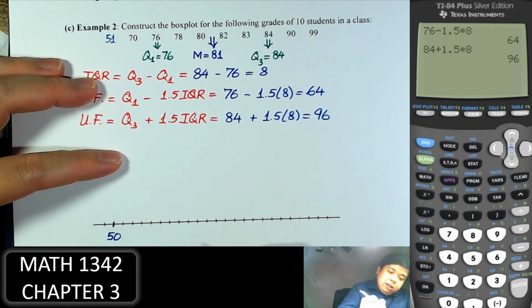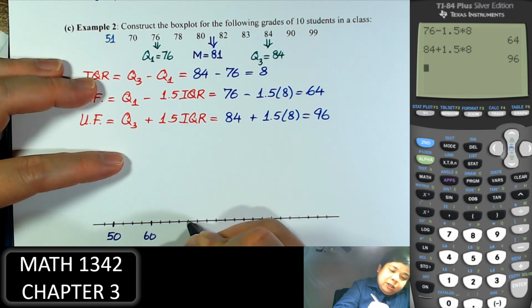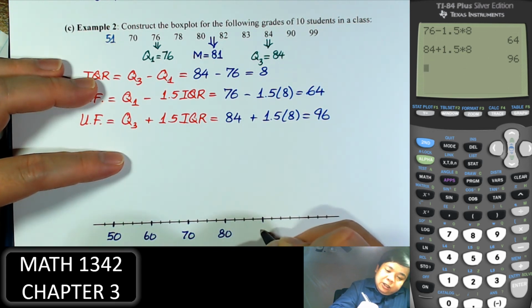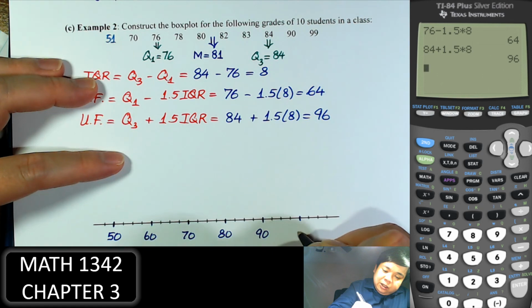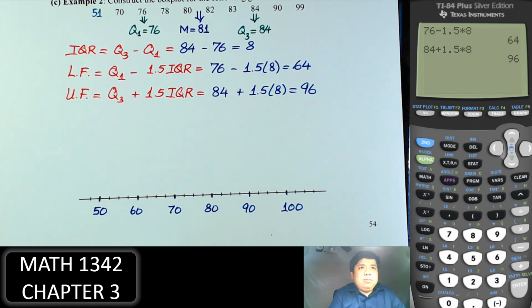50, 60, 70, 80, 90, 100. Right. Good enough.